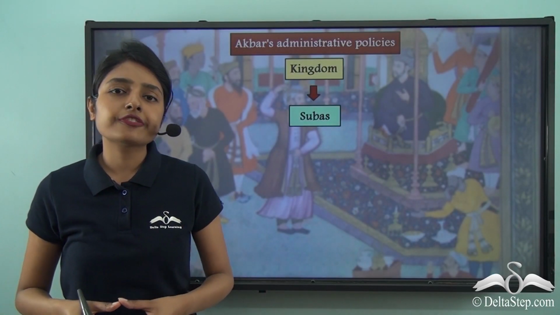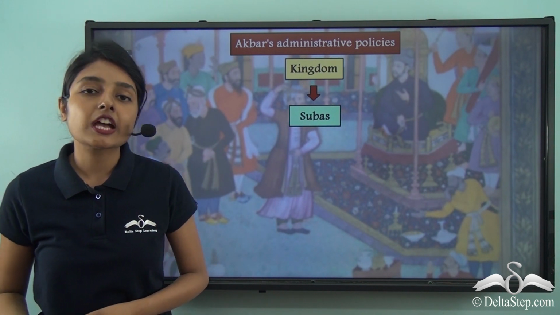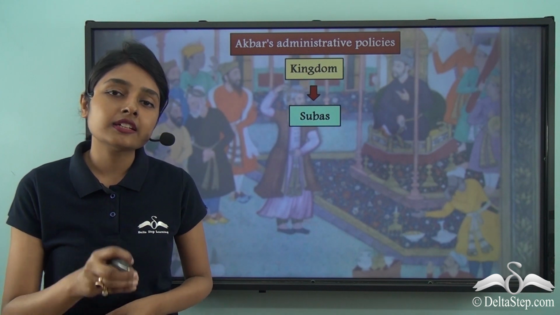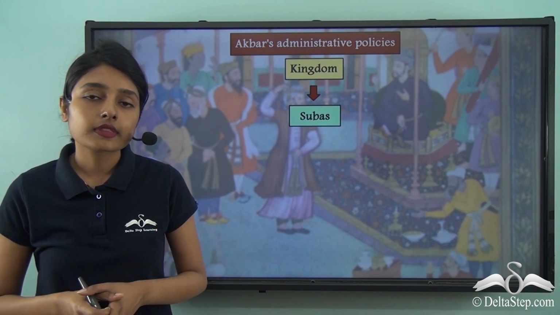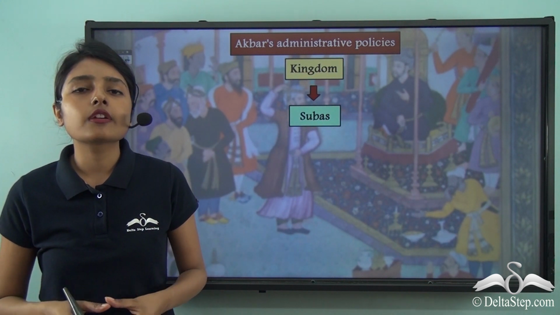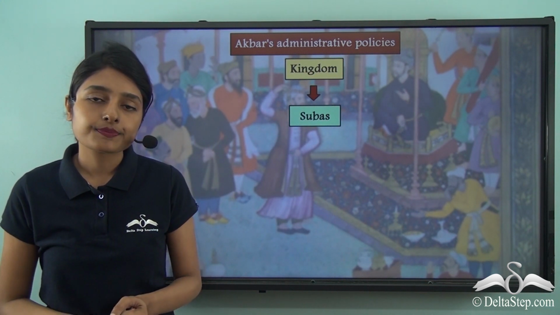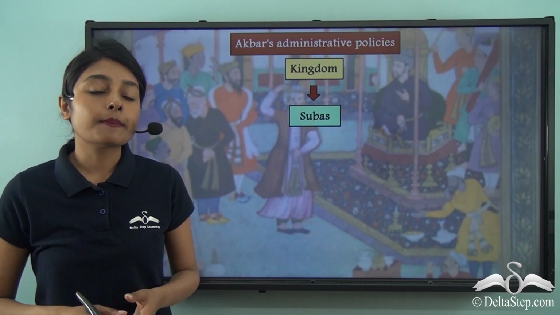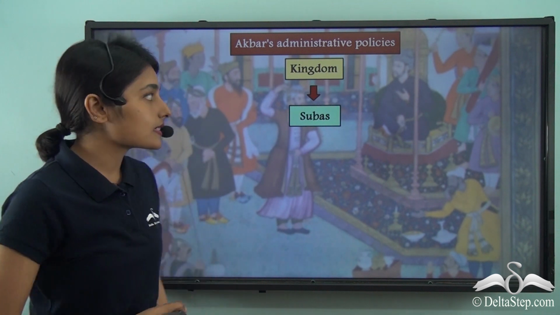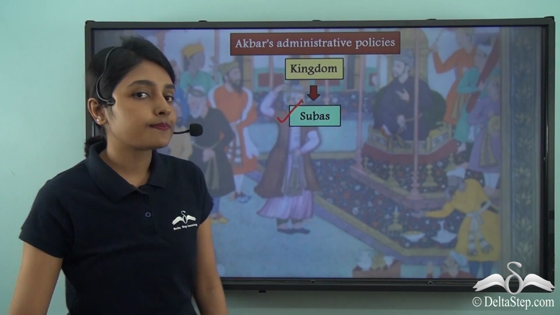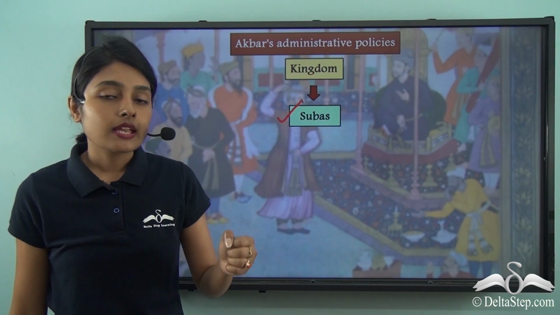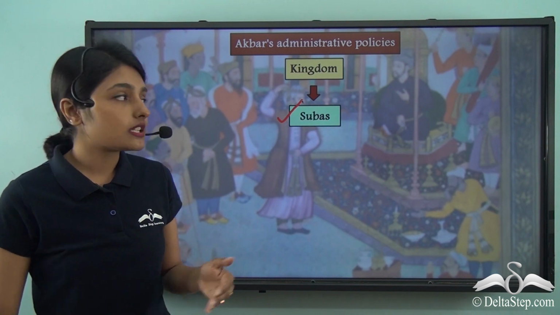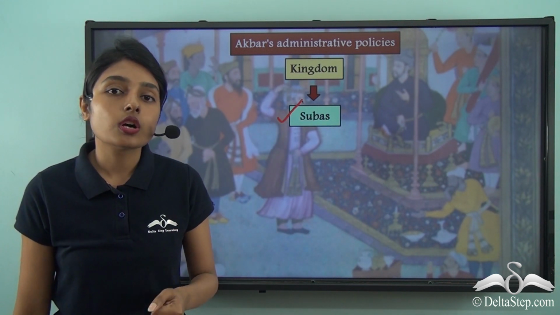Akbar's administrative policies were very efficient, as we have been talking all this while. But for a single emperor sitting at the center of the huge empire, it was not possible to take care of everything single-handedly. And so Akbar had to divide his huge empire into small provinces which were called the Subas. So the huge kingdom that was the total territory of the Mughal Empire was divided into small provinces which were called the Subas.